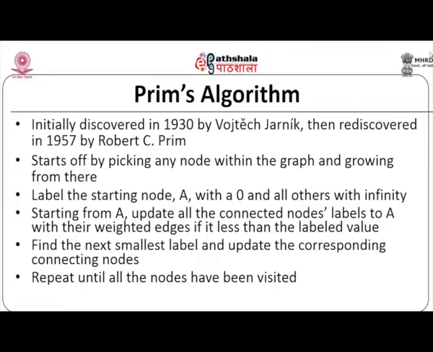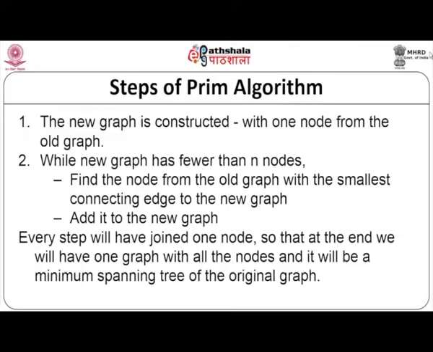So, the approach to the whole way of building the minimum spanning tree itself is different. After you do this, now you have to select the next label. The next label will be the next smallest label, and you select that and update the corresponding connected nodes with the label value. You will update it only if the weight is less than the already existing label value. So, you repeat until all the nodes have been visited. That is the same in the previous algorithm also.